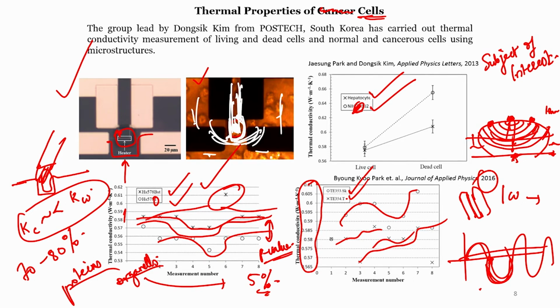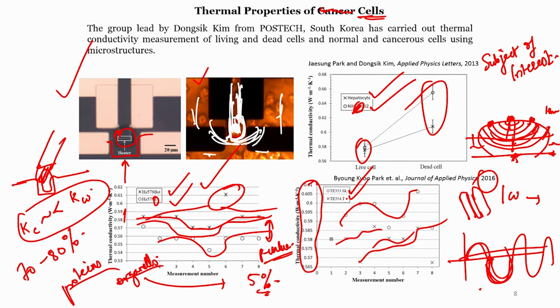So, what are the other fundamental questions that they were trying to answer? They have a setup, and right now they can do different types of things. They wanted to see whether live cells and dead cells are any different in terms of thermal conductivity. Once they had set up, they put in live cells and dead cells, and tried to see if there are any differences between them.